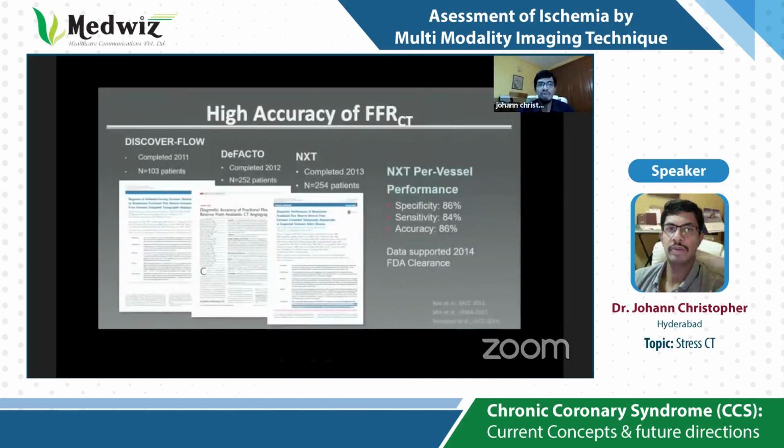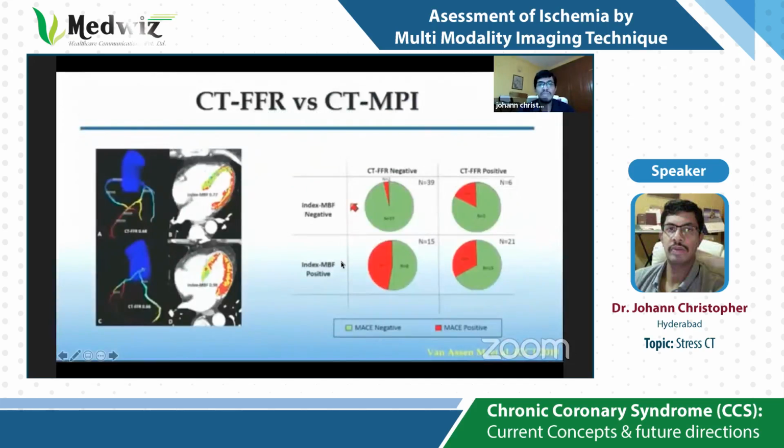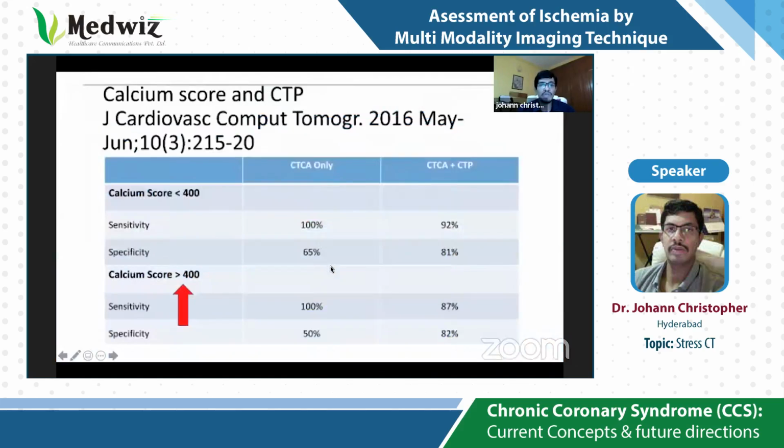As you know, the DISCOVER-FLOW and de facto trials, and the next trials, really have put FFR-CT on the map, and Dr. Patina has really shown that. But when you actually add these two technologies together, you get an excellent diagnostic accuracy of almost 80% and the largest area under the curve compared to if you use them separately. If you look at the MACE, you can clearly see that whatever technique you use, the MACE are very similar. And in fact, there is a slight edge in CT perfusion compared to FFR.